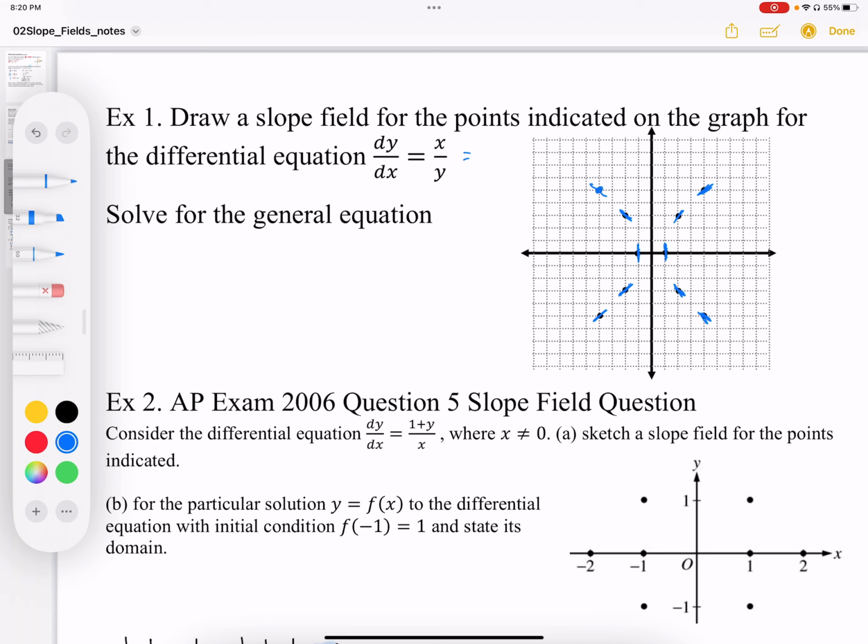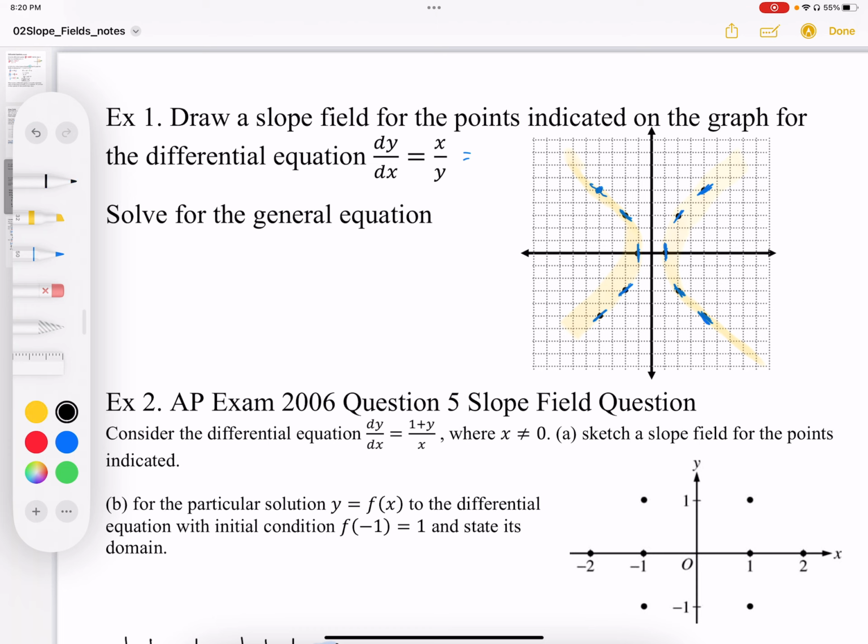Okay, so we end up with these slope segments. And because these slope segments point at each other, we can maybe guess that there may be some solution that passes through these points like this. Okay, and so when we solve the general equation, we may get an idea. We should come up with an equation that might mimic this. In fact, this is a hyperbola.